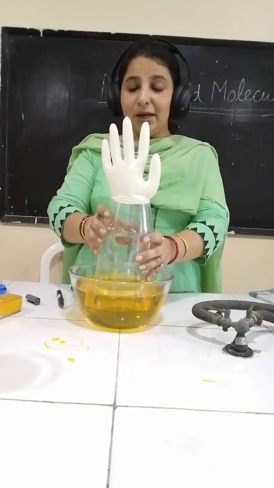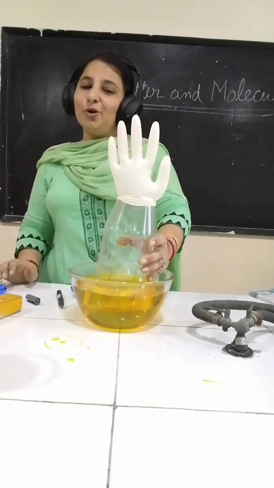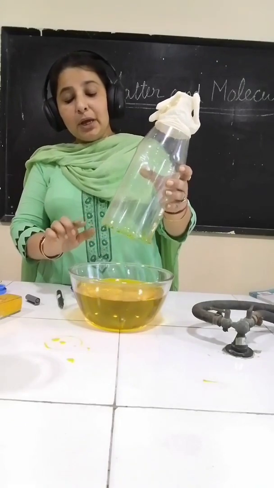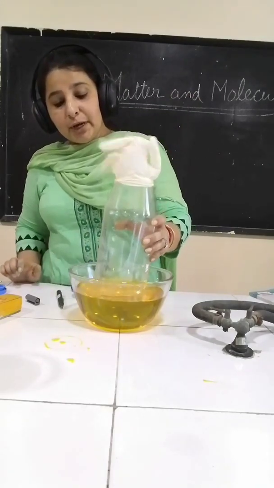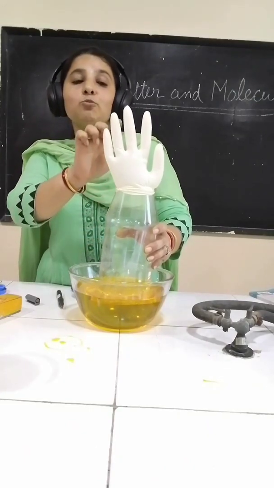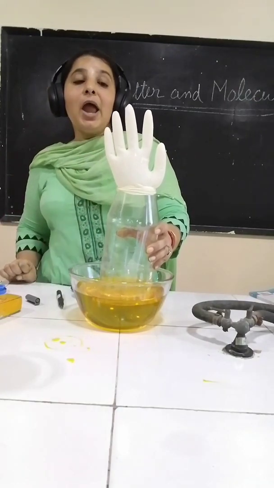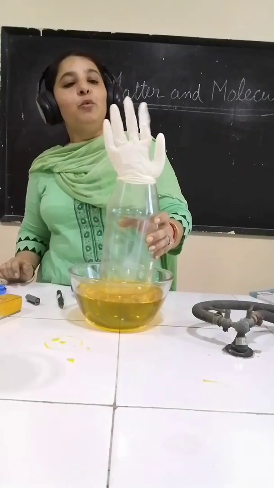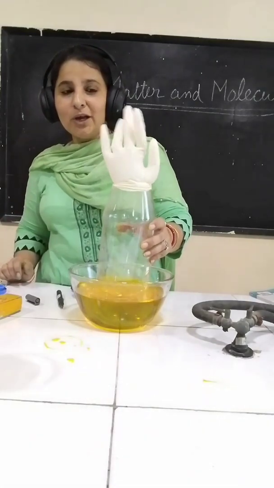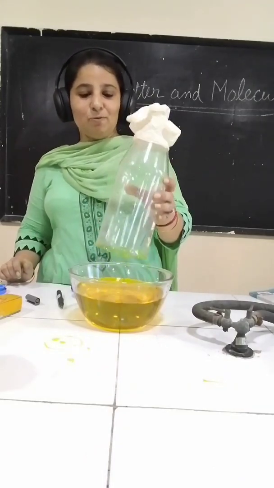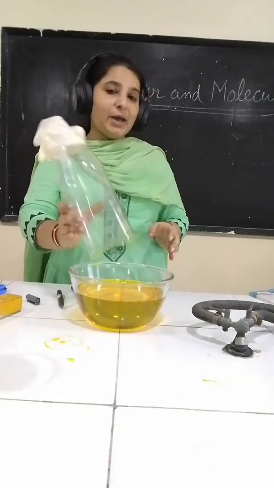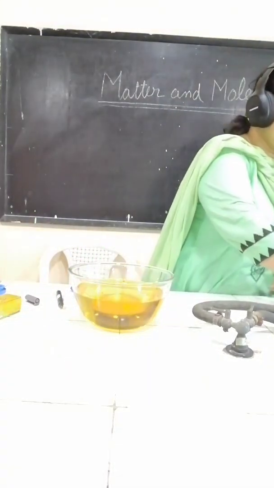As you can see, our glove is growing. You know why it is happening? Actually, the water is pushing the air inside the bottle and the air is moving inside the glove and making the glove grow. Yes. Isn't it an interesting activity? Wow. And this proves that air occupies space.